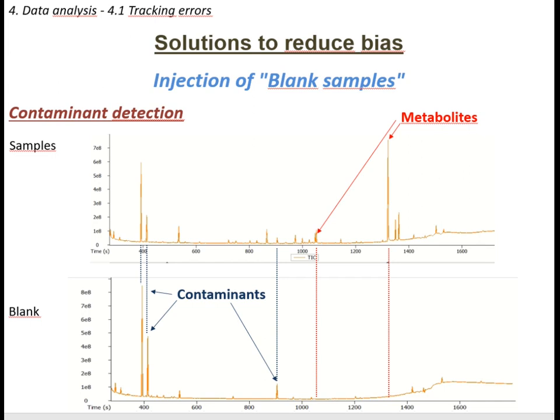But there are also other peaks that you find both in the sample and in the blank. And they are contaminants. You don't want to spend time with this, or you may want to investigate where they come from. In this case, the first two contaminants are in fact derivatization agents remaining after the preparation of the samples.